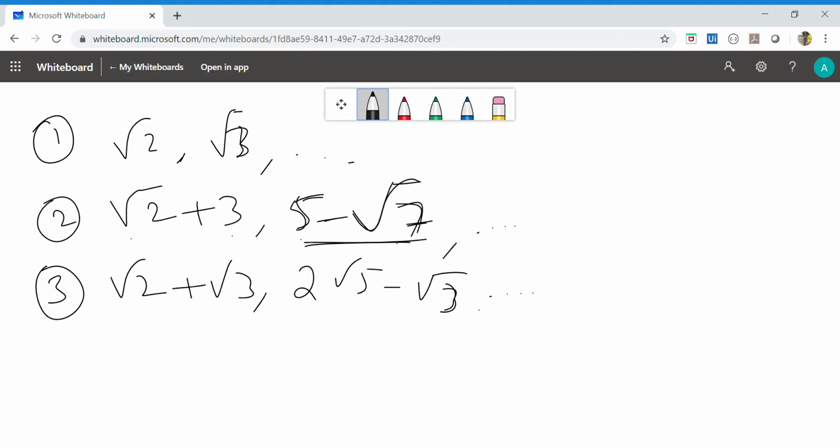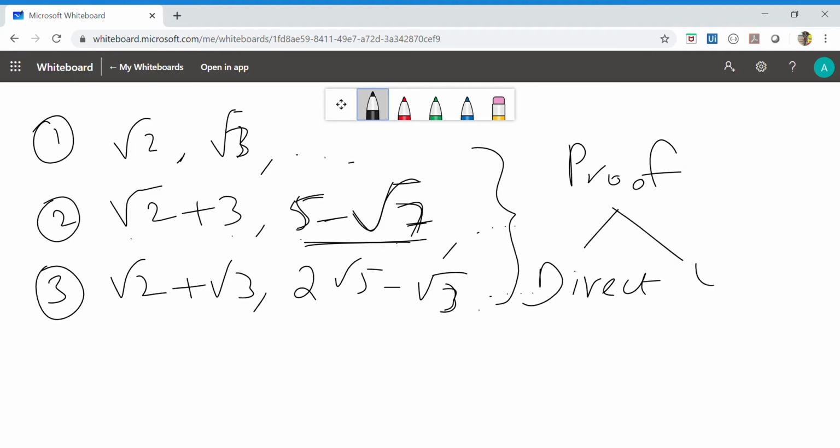So in this video we'll discuss how you can prove all these models as irrational numbers. How can you prove the numbers as irrational numbers? Actually, the proof of any statement is of two types: either direct proof or indirect proof.